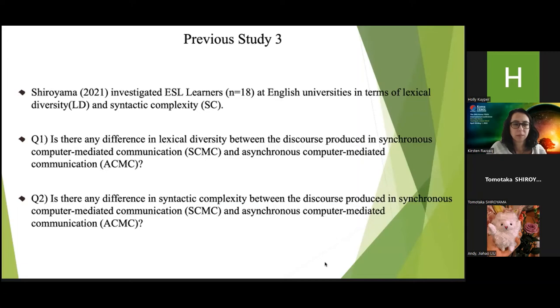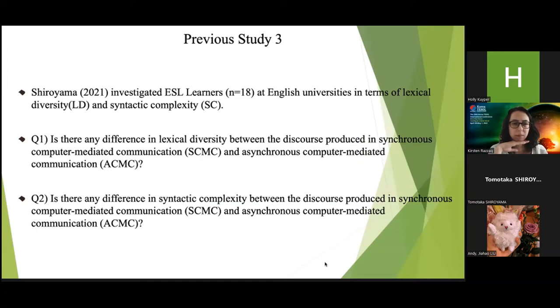Research question one is, is there any difference in lexical diversity between SCMC and HMC? And the second one is, is there any difference in syntactic complexity between the discourse produced in synchronous and asynchronous computer-mediated communication? This study used decision-making tasks because most studies used open-ended questions. Because decision-making tasks are neglected, and also to improve communicative abilities, it will be useful to use communicative tasks.